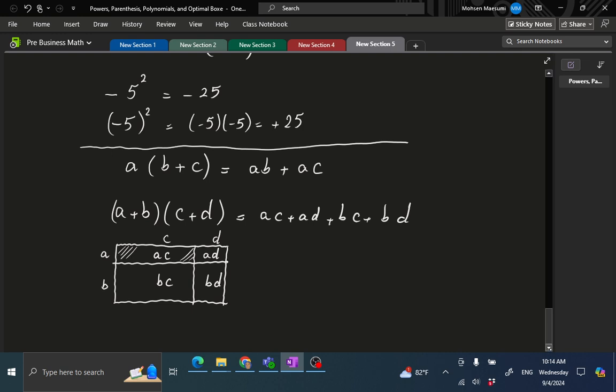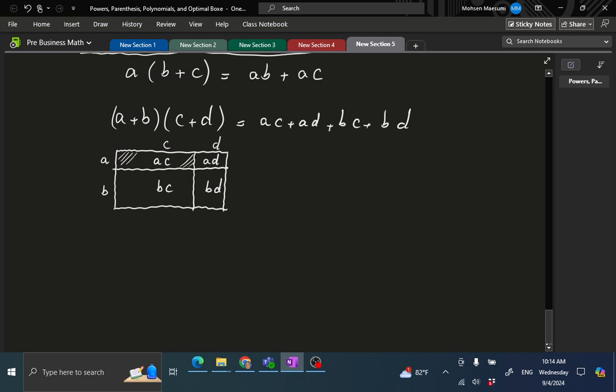One of the exercises that comes up in the context of that optimal box we talked about has the following component to it. Suppose I make an example, say (5 minus 2x) times (8 minus 2x). So 5 and 8 have to be multiplied, 5 times 8.